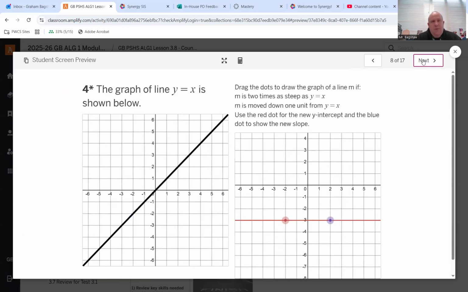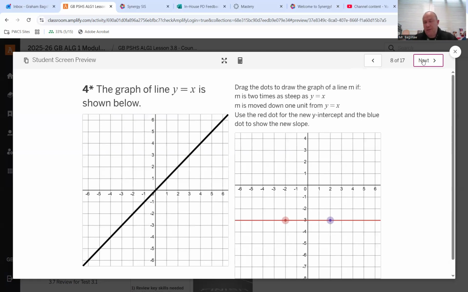The graph of line y equals x is shown below. Drag the dots to draw the graph of a line m if m is 2 times as steep and m is moved down 1 unit from y equals x. Now on this one, we're going to drag points, but in reality, you're just going to click on 2 points. And if I remember the question correctly, you have to click the line tool first, then click the 2 points, and it'll draw the line through them.